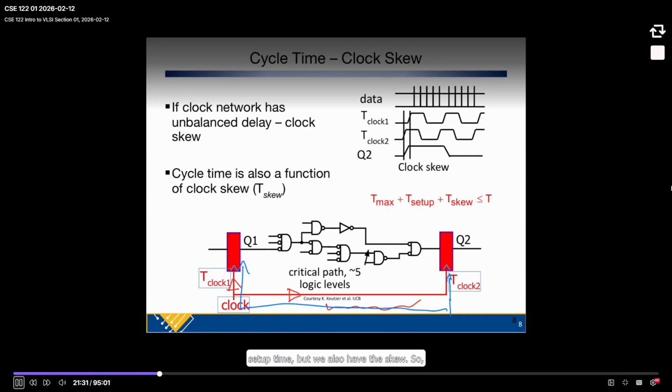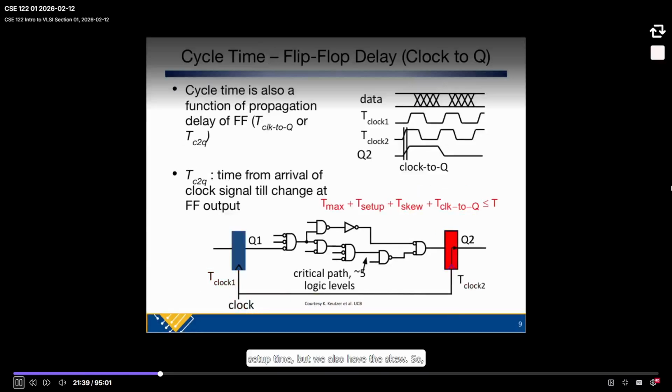So now we have not only the setup time, but we also have the skew. So these are both overhead. We have another overhead, which is the clock to Q delay, or the launching time of the flip-flop. So when the clock arrives at the first flip-flop, clock 1, the data on the output doesn't change instantaneously. If, for example, it's going to keep the same value, it basically is effectively already there. But if it's going to get a new value, it has to capture the previous value and propagate it to the output and change the value.